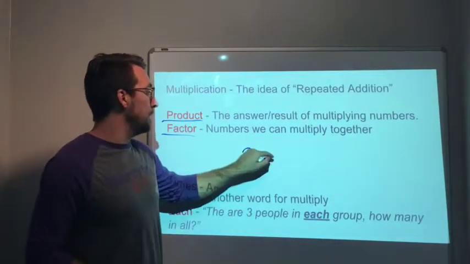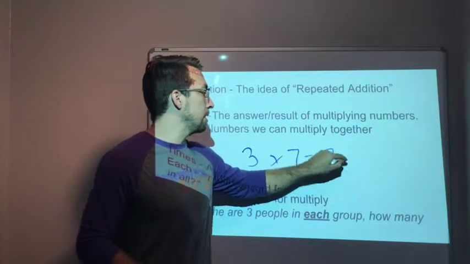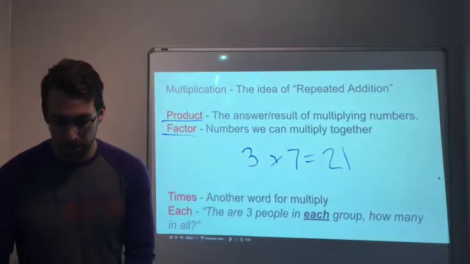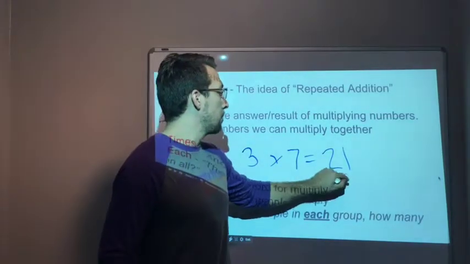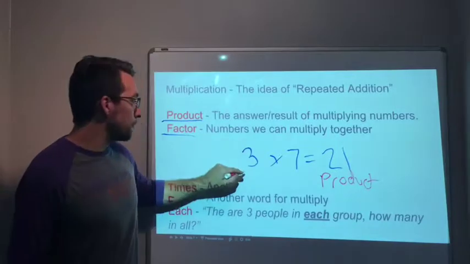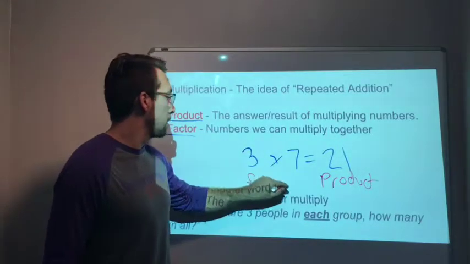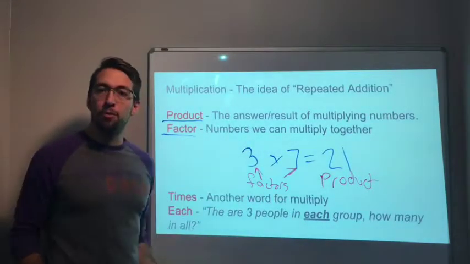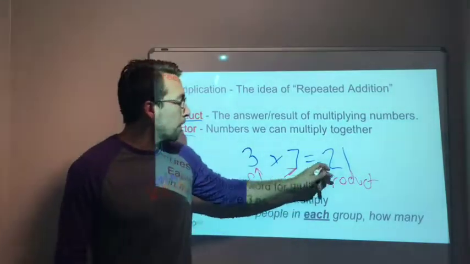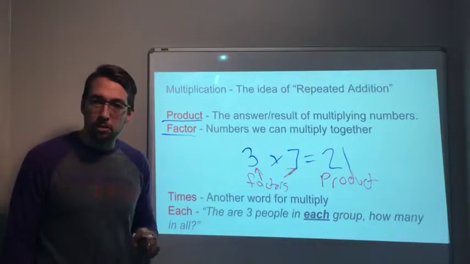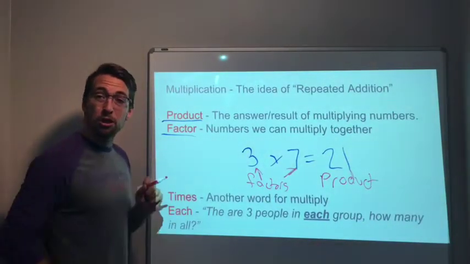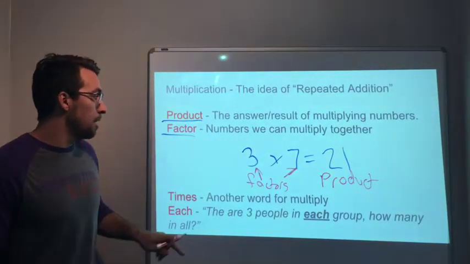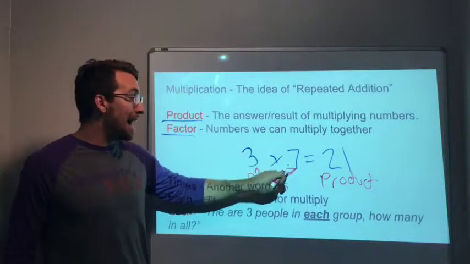So 3 times 7 equals 21. 21 is our product. Let me change colors here. Product. And these are factors. 3 times 7, those are both factors. You multiply them together, you get a product of 21. Times. Anytime you see the word times in a multiplication problem, it means to multiply. 3 times 7. Multiply 3 by 7.